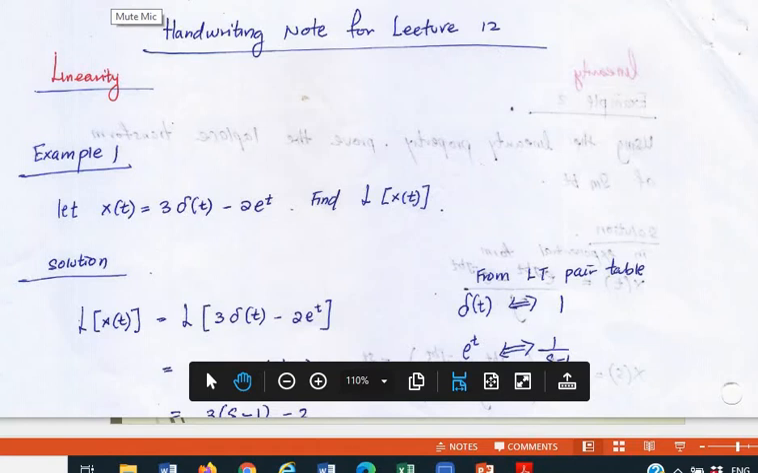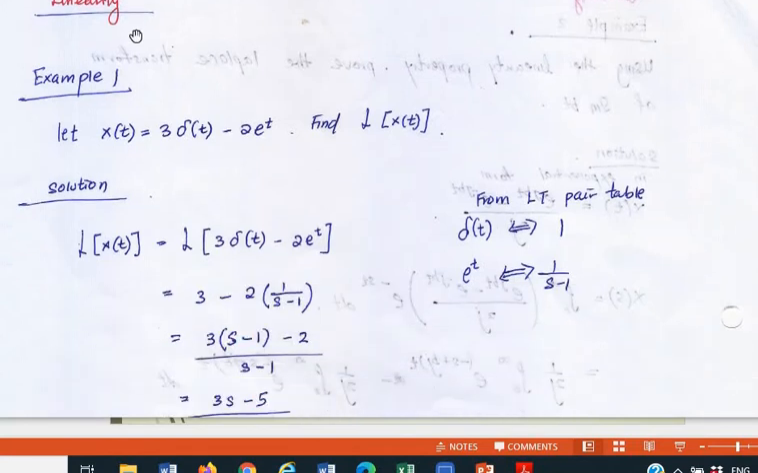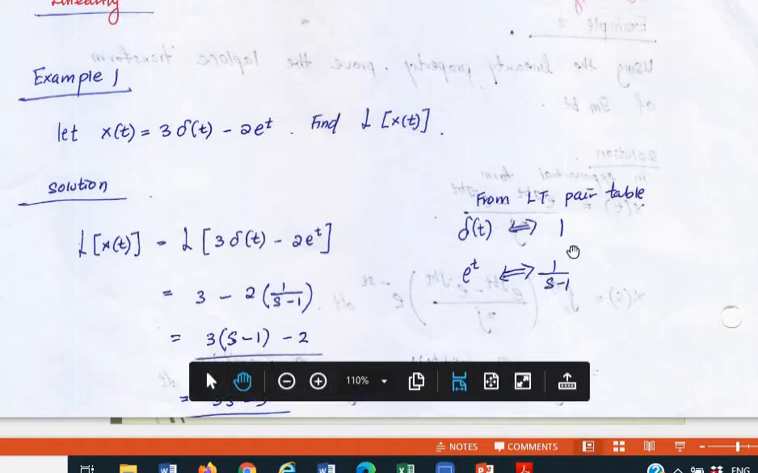Now let's look at an example of linearity. Let x(t) equal 3 delta(t) minus 2 e^t, and find the Laplace transform of x(t). So x(t) is given like this. From the Laplace transform table, you know that the transform of delta(t) is 1, and e^t gives you 1 over s minus 1. This is from the Laplace transform pair tables.